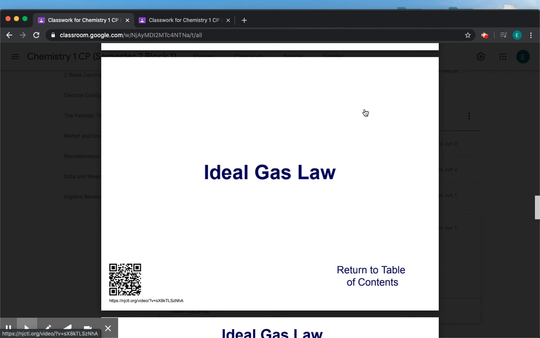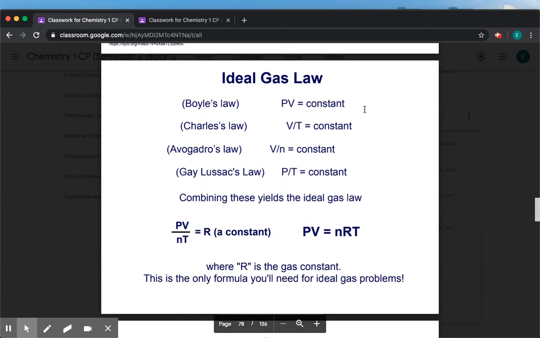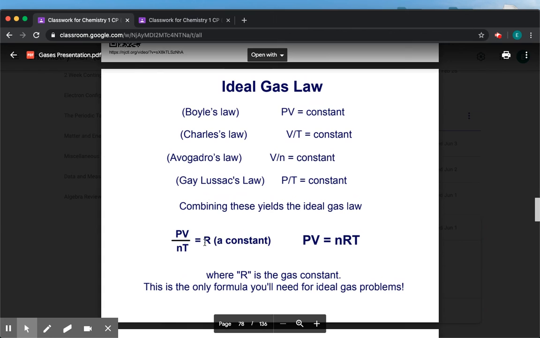Hello, everyone. Today we're going to be covering the ideal gas law. The ideal gas law is a combination of the four laws we discussed yesterday. So it combines all the equations together to form a new one. And what that equation is this: PV is equal to nRT.